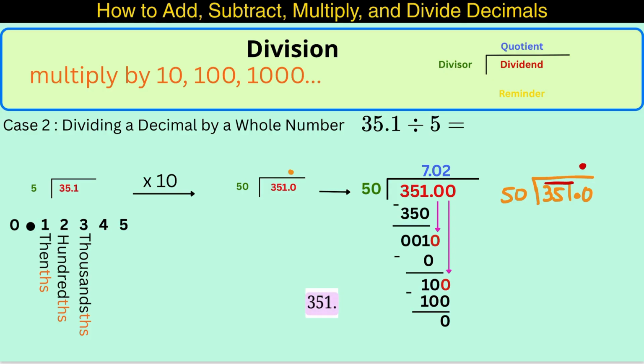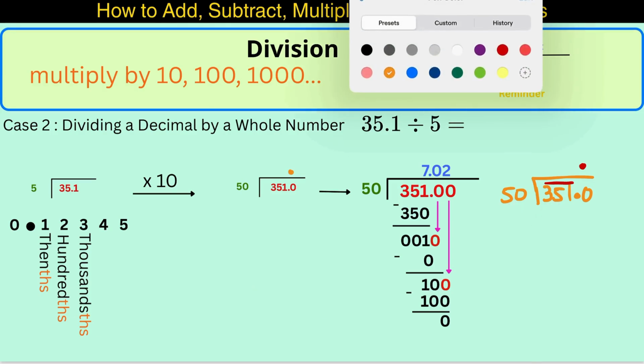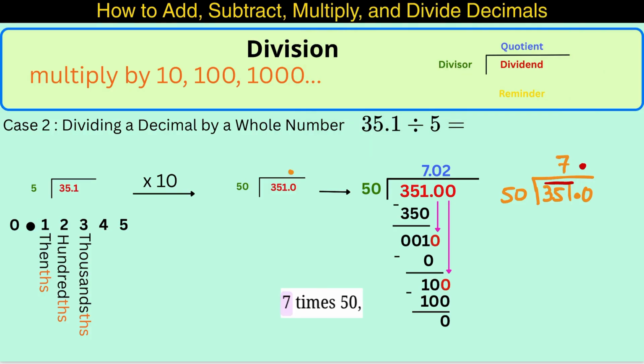Now 351, so how does 50 go into 351? Yes. How many times? 7. 7 times 50 will give me 350. Same thing we did before, subtraction. 351 minus 350 is 1. See, right now I am done with the numbers on the left side of the decimal. So here I am done with this part in here.